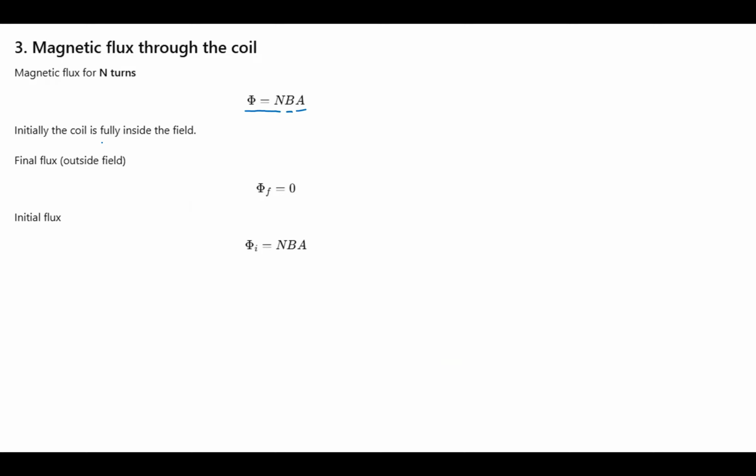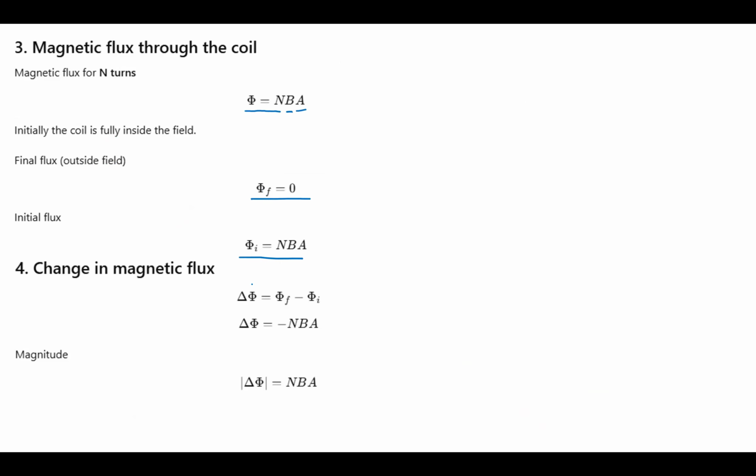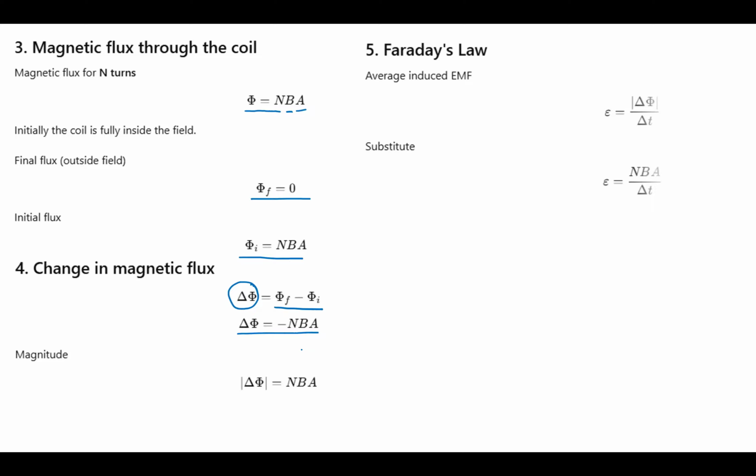Initially the coil is fully inside the field, but in the final state it is completely outside. So the initial flux is NBA and the final is zero, completely outside, so that there is a flux change. Delta phi is given by this one. And by Faraday's law, our electromotive force is given by d phi over dt, and then it is given in terms of delta t.